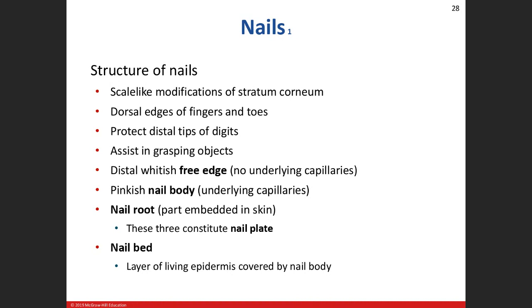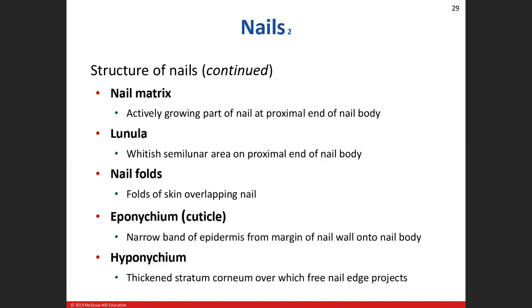All right, a couple other parts of the nail here. When we were learning about the hair itself, we talked about the hair bulb and the hair matrix. Well, here we have the nail matrix. This is the part that is going to be growing our nail, and it's proximal. So we all know the term proximal.